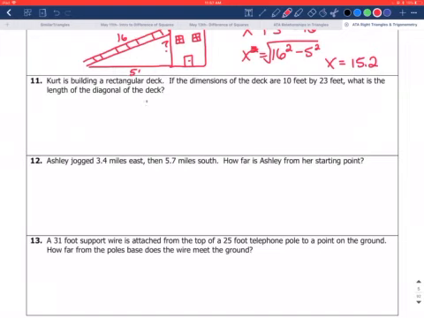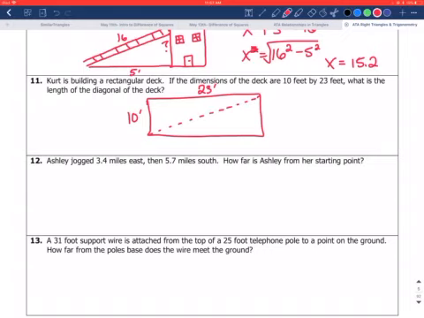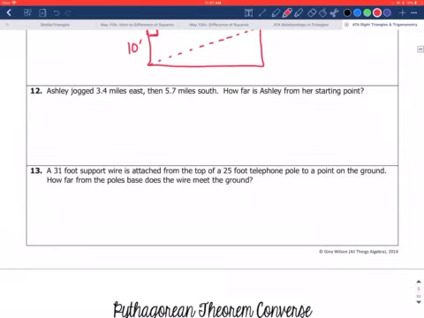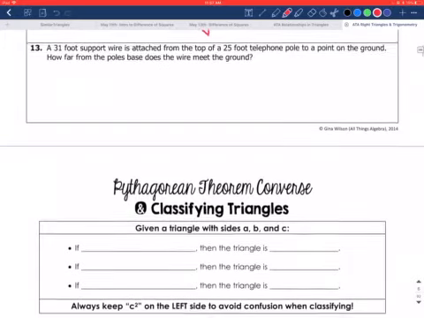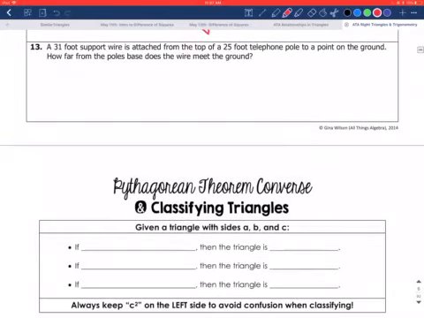All right, so Kurt is building a rectangular deck. The dimensions of the deck are 10 feet by 23 feet. So here's 10 feet, here's 23 feet. What is the length of the diagonal? That's a pretty easy problem right there. I'll let you guys handle that one. Ashley jogged 3.4 miles east and then 5.7 miles south. How far is she from her starting point? Again, pretty self-explanatory.